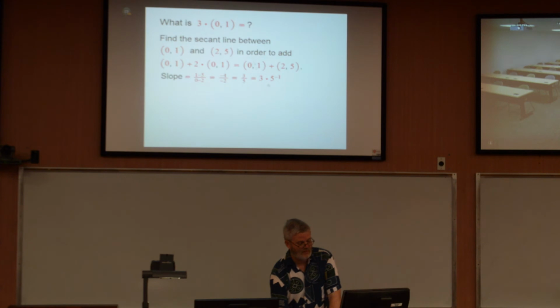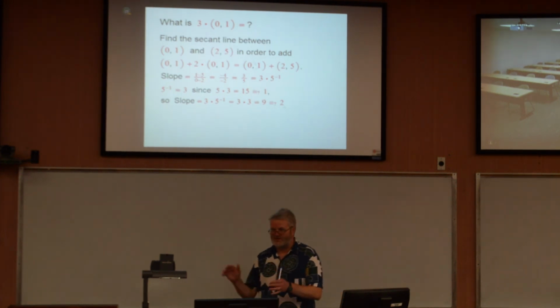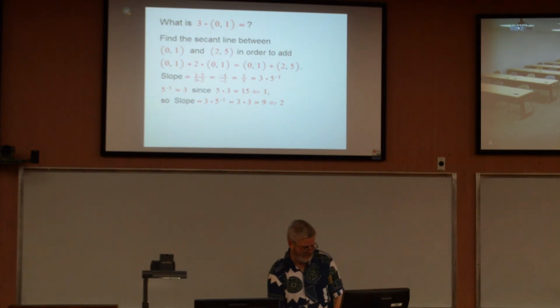So it's 3/5. So I need to find the multiplicative inverse of 5, that is 5 to the negative 1. And that turns out to be 3, because 5 times 3 is 15, and 15 is congruent to 1 modulo 7. So the slope is actually 9, which is 2. So the slope is 2. It's hard to follow, I know, because you have to totally relearn how to do arithmetic.